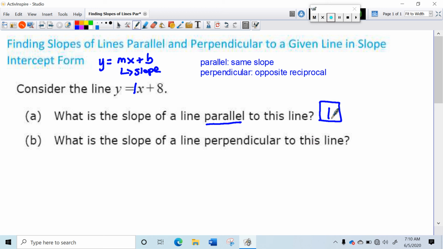Perpendicular to this line, now you want to take that slope and put it as a fraction. And you want to do the opposite. So if this is a positive 1, the perpendicular line is going to be negative. And then flip this. Well, when you flip 1 over 1, you still get a 1. Reciprocal means flip the fraction. So if it's not a fraction, make it a fraction so you can flip it. But if it's 1, it's just going to be the sign change. But that's the only time it's just a sign change, when it's 1.